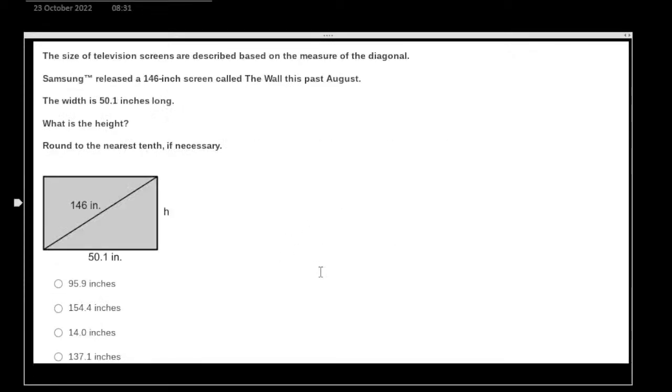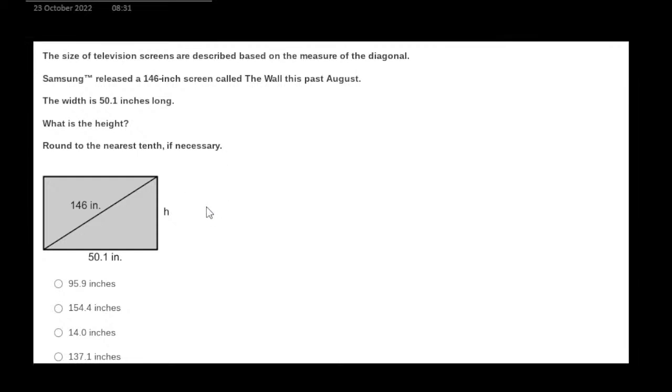Okay, here the sizes of television screens are described based on the measures of the diagonal. Samsung released a 146 inches screen called The Wall this past August. The width is 50.1 inches long. What is the height? Round to the nearest tenth. Now I have this 50.1 square plus this height square, h square, is going to be 146 square. So therefore h square will be equal to 146 square minus 50.1 square.